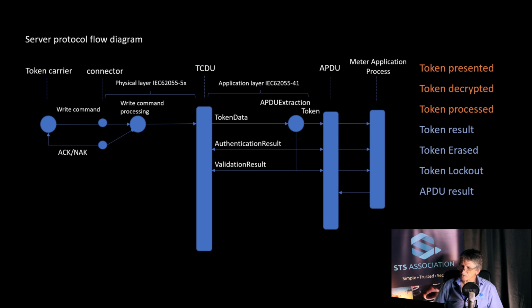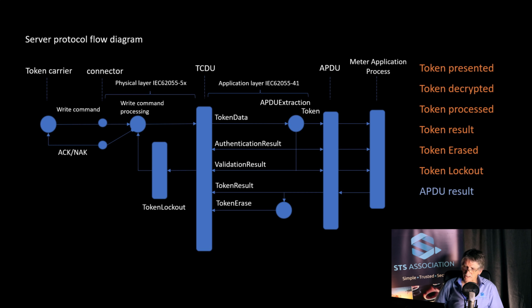The APDU then extracts the token, and the meter application processes this token, and it will send back a token result, as well as checking that the authentication and validation results were in fact okay, going back in. The token can then be erased at this point. For example, if you have a token carrier type 01 or a MAG card, then the token would be erased at this point if it has been accepted.